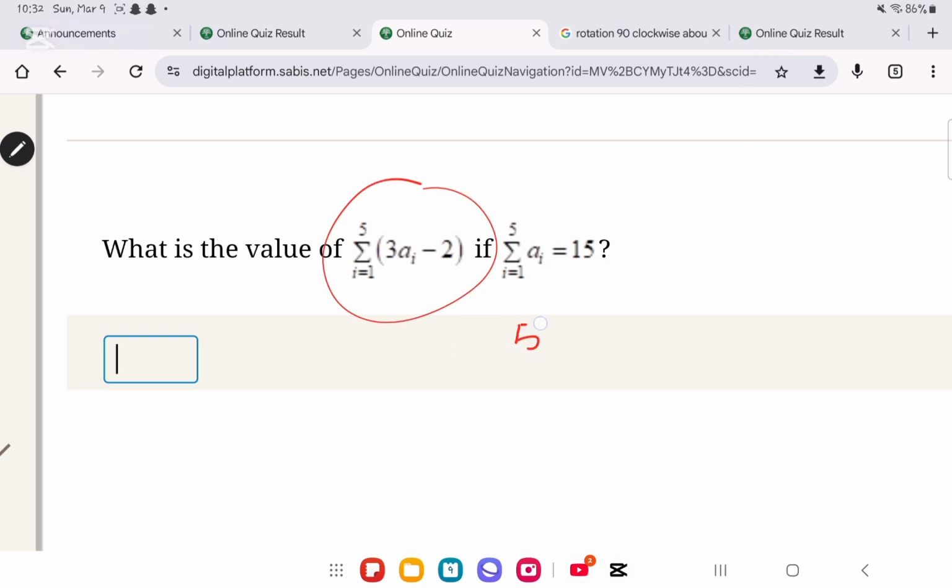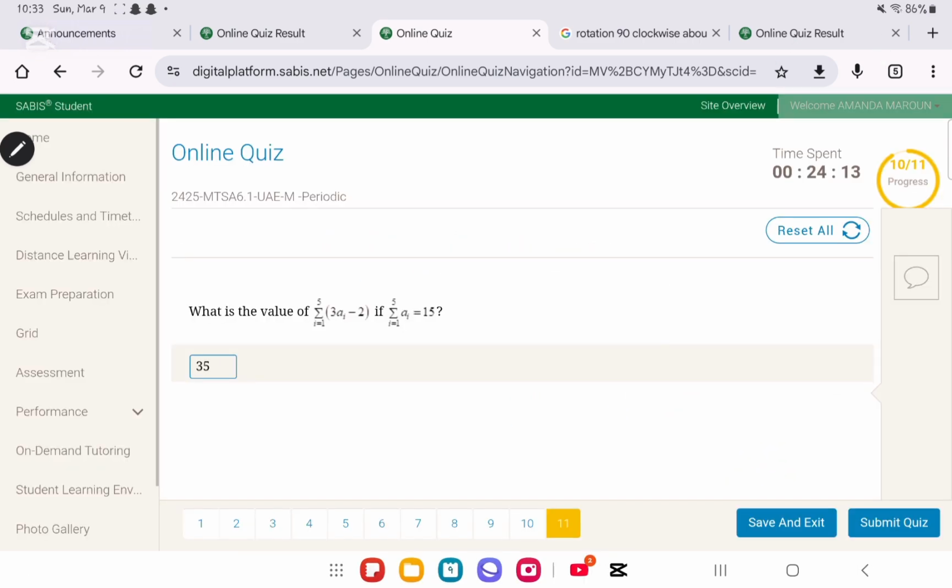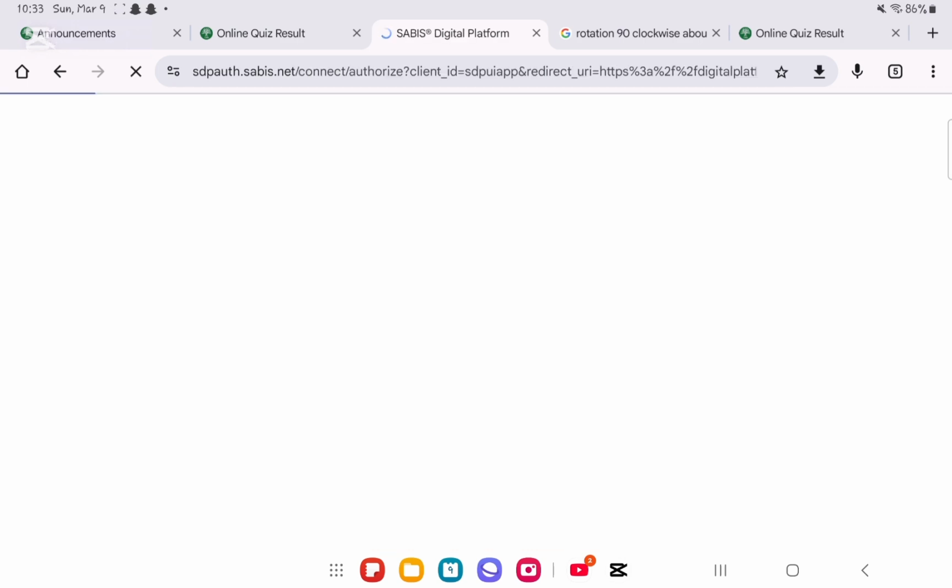So it will become 5 sigma notation x is equal to 1, okay? In brackets 3, substitute AI with x minus 2. So put it shift log 5, 1 and then 3x minus 2, and you will get an answer of 35. So very simply, the answer is gonna be 35. Let's submit, and hopefully there are no mistakes. And thank God there are no mistakes.